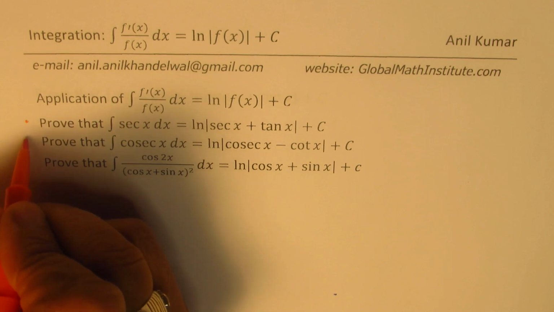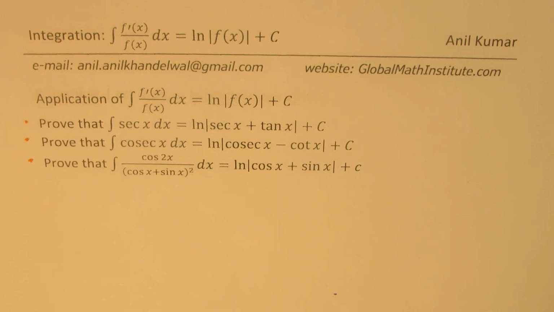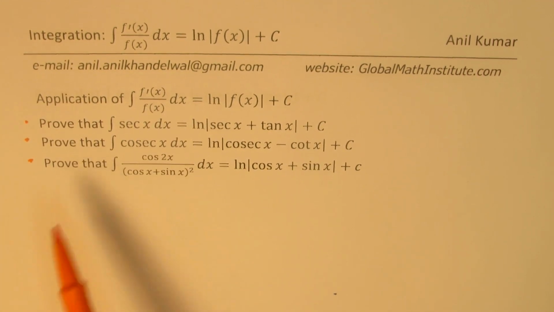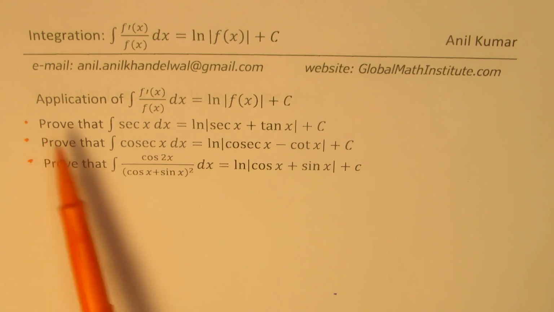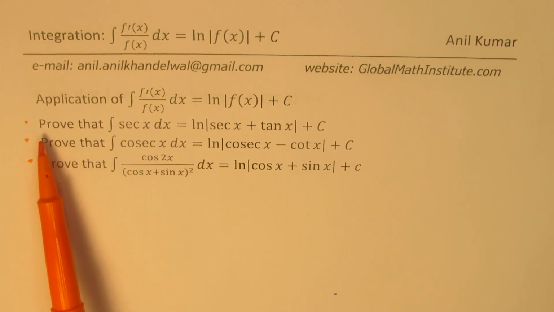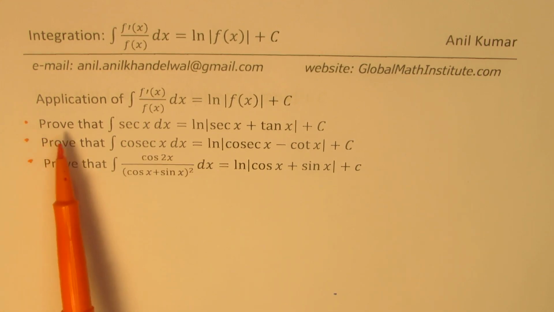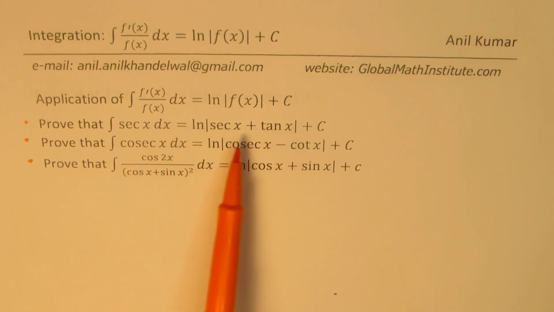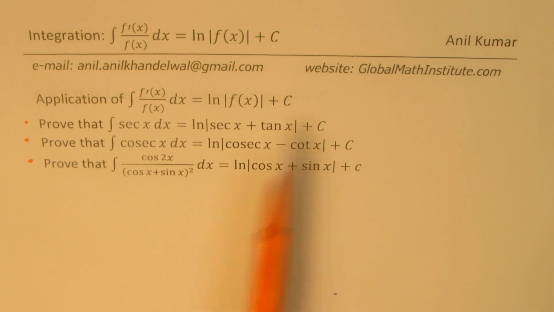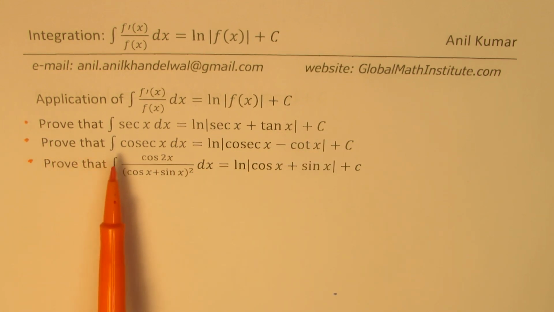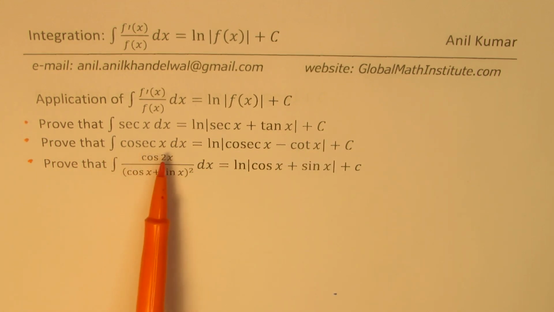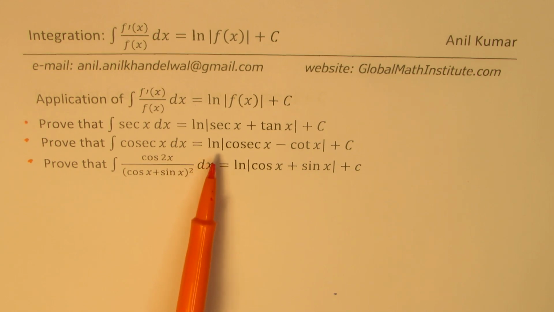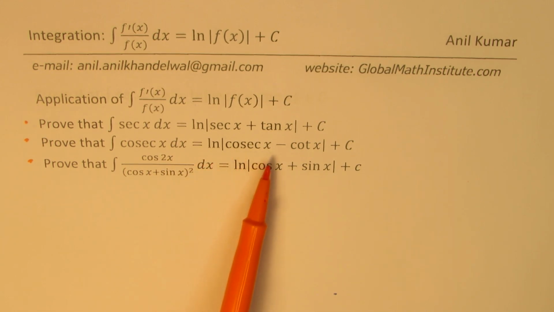In this video, we'll look into 3 examples where we are given the integral. We kind of have to prove, right? So the questions for you are, prove that the integral of secant x is ln absolute value of secant x plus tan x plus c. Prove that integral of cosecant x dx is ln absolute value of cosecant x minus cotangent x plus c.